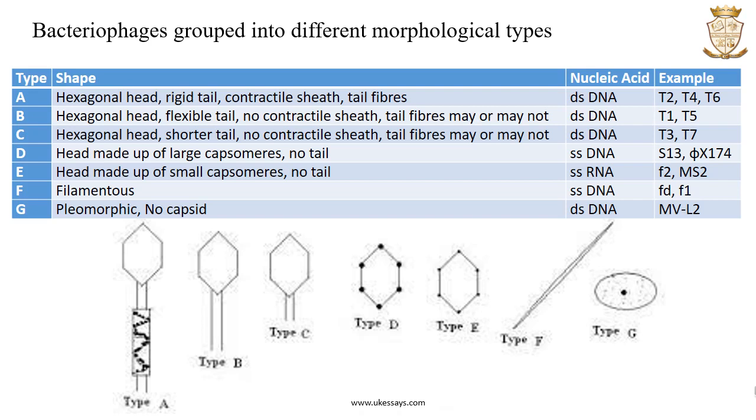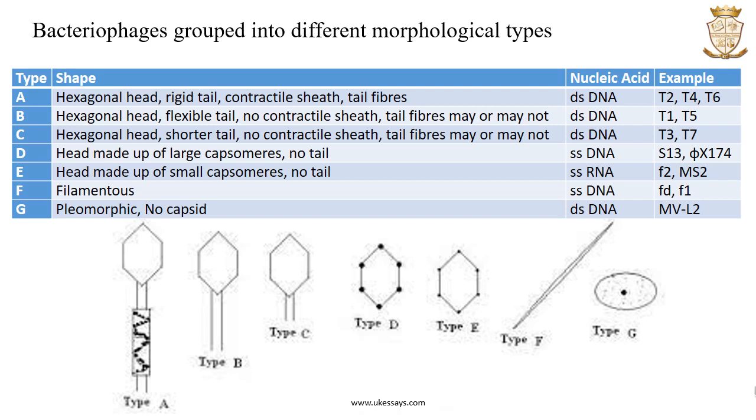Type E bacteriophages have a head. They do not have a tail. Here the head is made up of small capsomeres. Their genetic material is single-stranded RNA, and phage F2 and MS2 are examples. Type F are filamentous or helical phages. Their genetic material is single-stranded DNA, and examples are fd and f1.